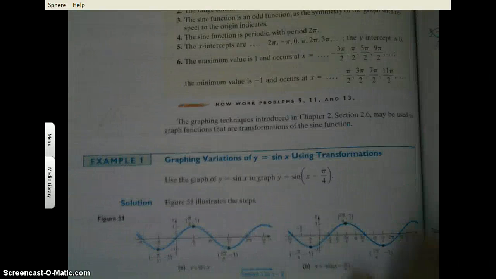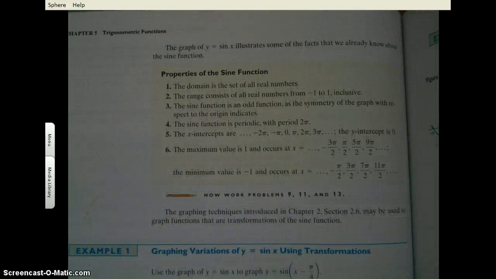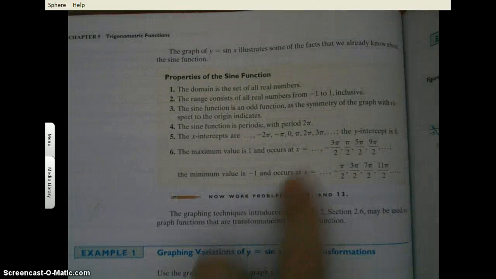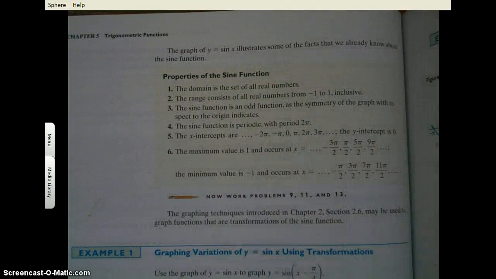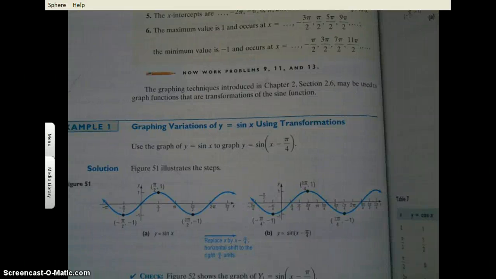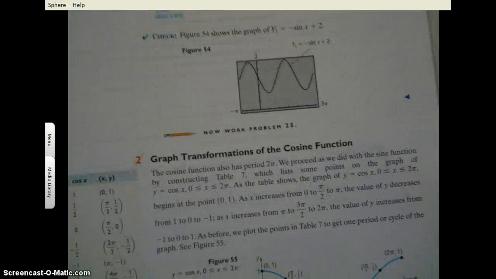So I want you to take notes. I'll be checking these notes. You don't have to write down all these properties, but read them. And if there's something in here that you didn't know, write it down to reinforce that learning. Okay? Take a look at the examples. Looking at parameter changes. Okay?